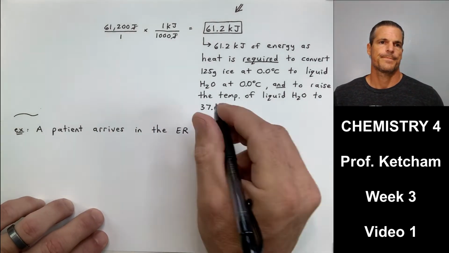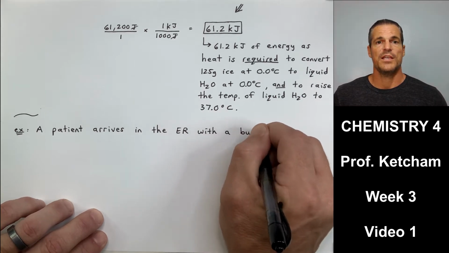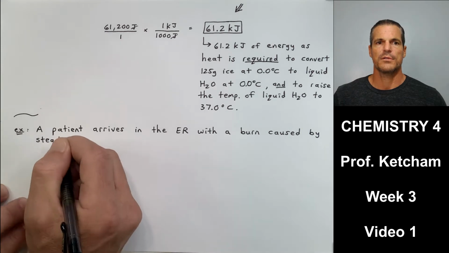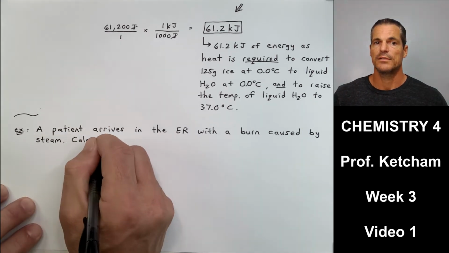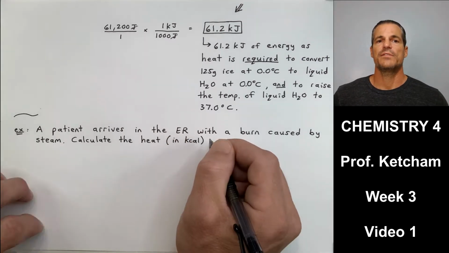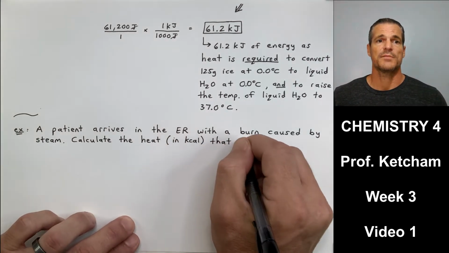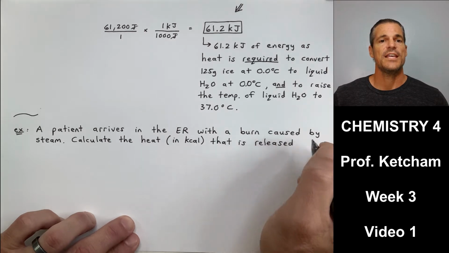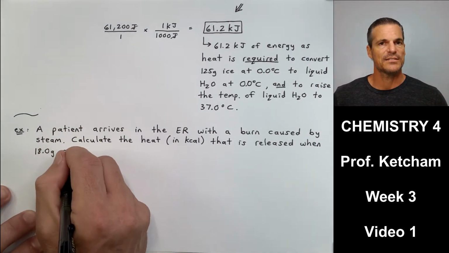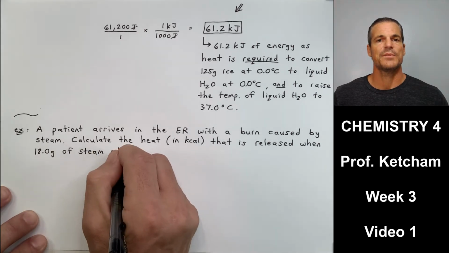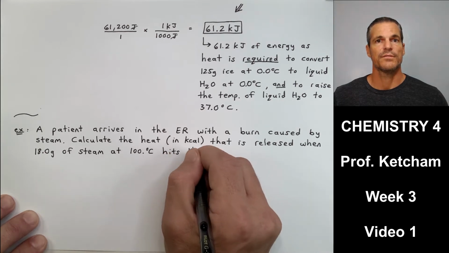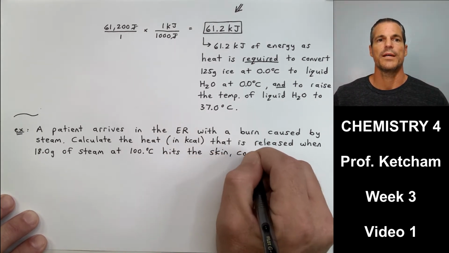Here's another one. A patient arrives in the ER, so this is all the background. A patient arrives in the ER with a burn caused by steam. Steam is water in the vapor phase, right? Calculate the heat in kcals that is released. Now released, see that word released? That's the opposite of needed or required, isn't it? So this will be a cooling curve. Same sketch, just going the other way.